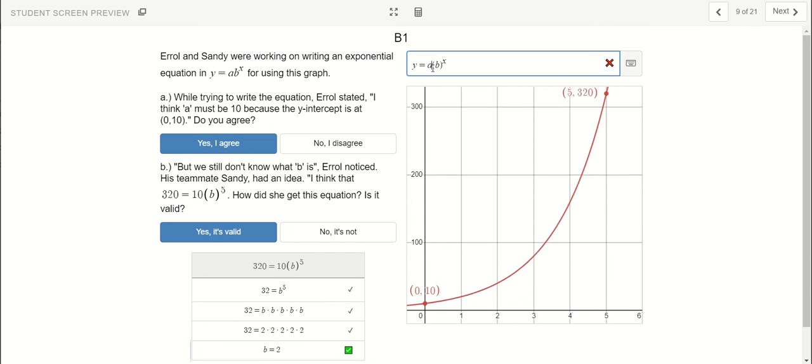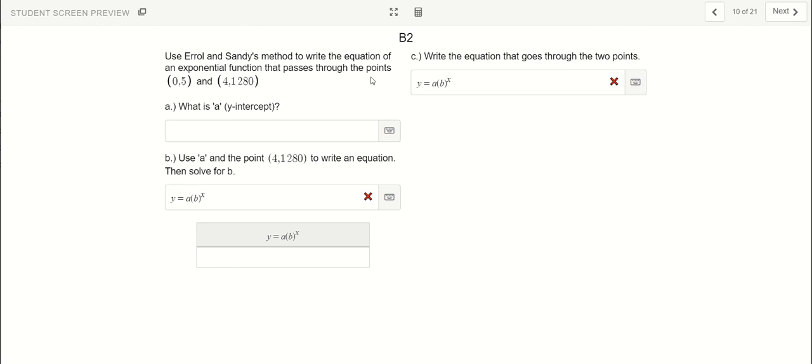All right, so here our starting point is going to be at 10, and we're multiplying times 2. Okay. So for this third one, here we need to figure out what our y intercept is. Notice that at 0, 5, our starting point is 5. And then from here, we need to write an equation. Again, a is 5 from before.